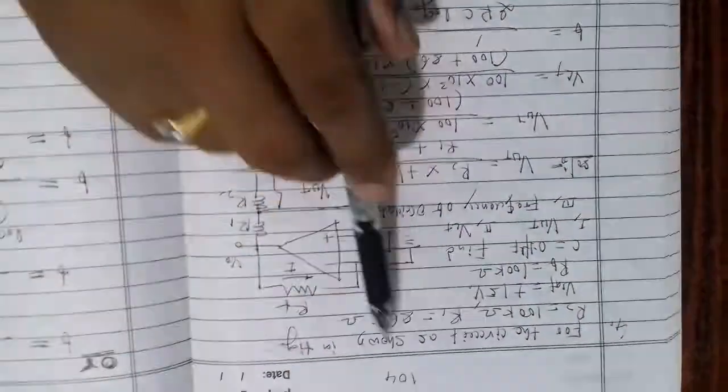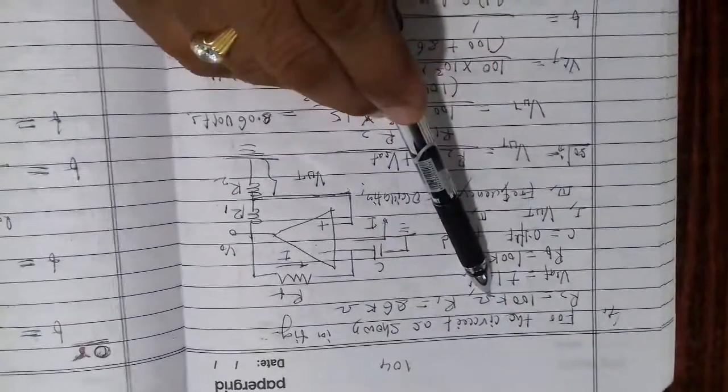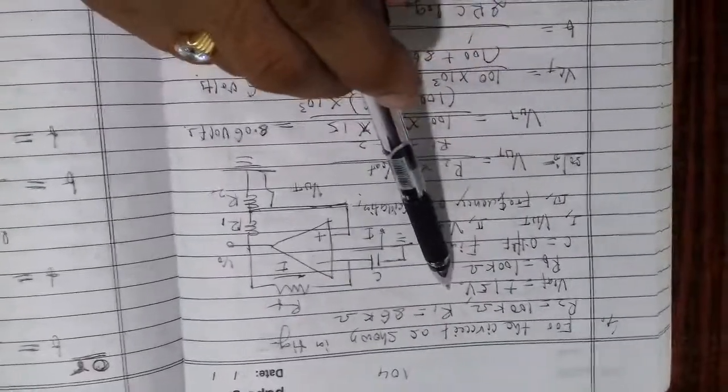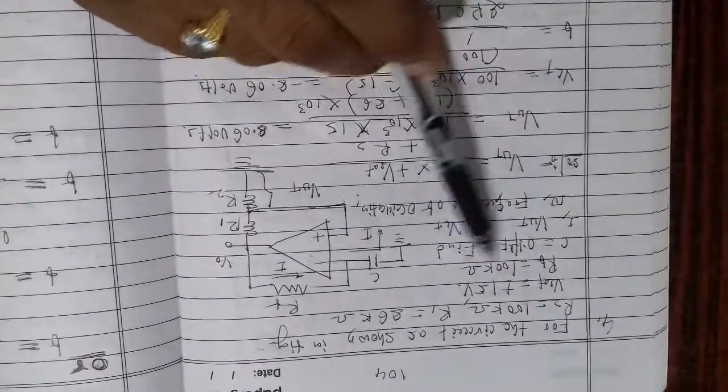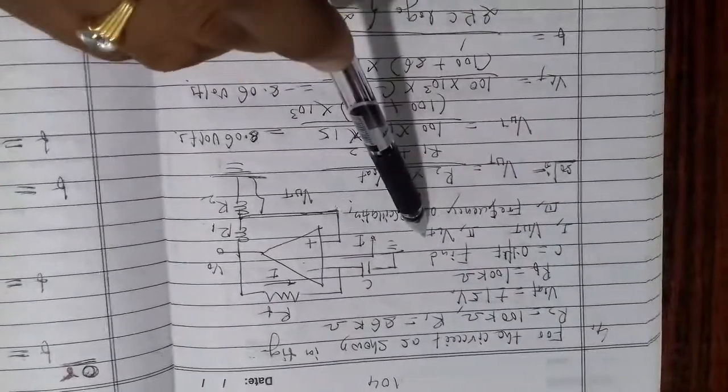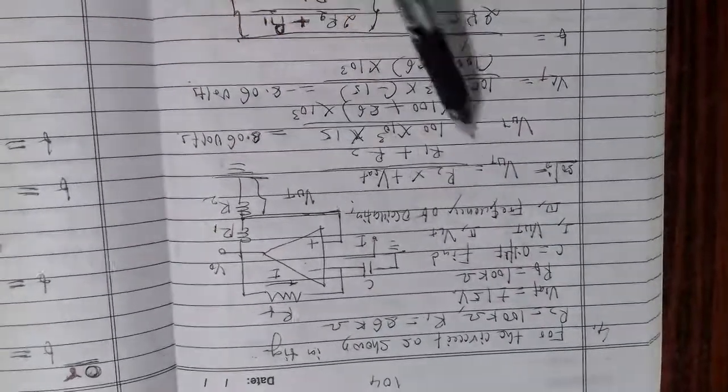For the circuit as shown in the figure, R2 is equal to 100 kiloohms, R1 is equal to 86 kiloohms, plus or minus 15 volts, RF is equal to 100 kiloohms, C is equal to 0.1 microfarad. Find upper threshold voltage, lower threshold voltage, frequency of oscillations.